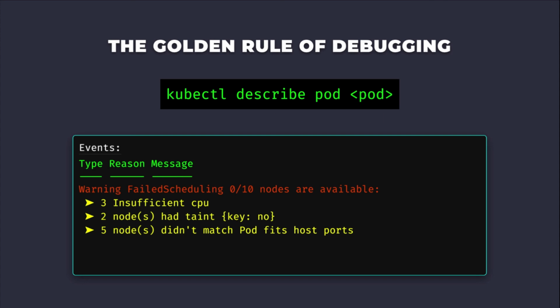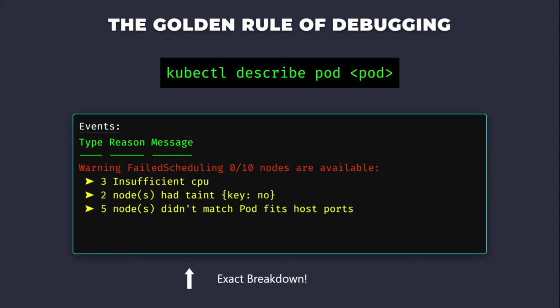Focus intensely on the events section at the bottom. Look specifically for the reason field being FailedScheduling. The message field provides the precise predicate failure count, listing exactly which nodes failed and why. For example, the message might state, 3 nodes failed due to insufficient CPU, 2 nodes failed due to taints. This numerical breakdown immediately isolates the problem type, directing you to resource adjustments, toleration fixes, or node label corrections.